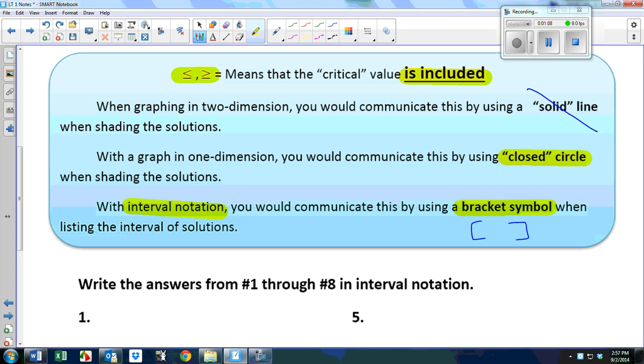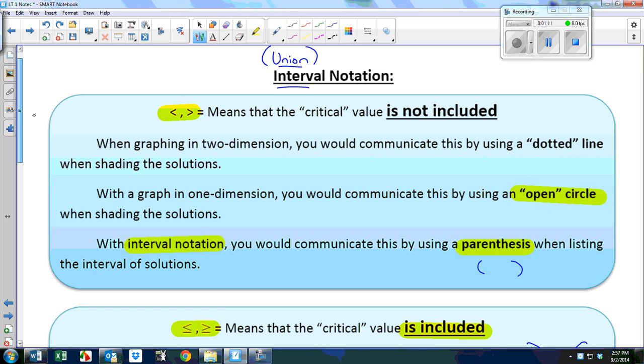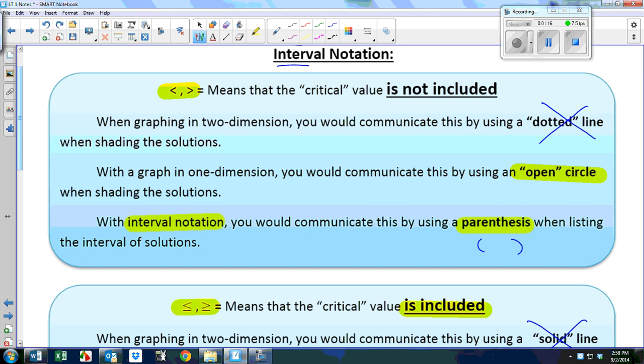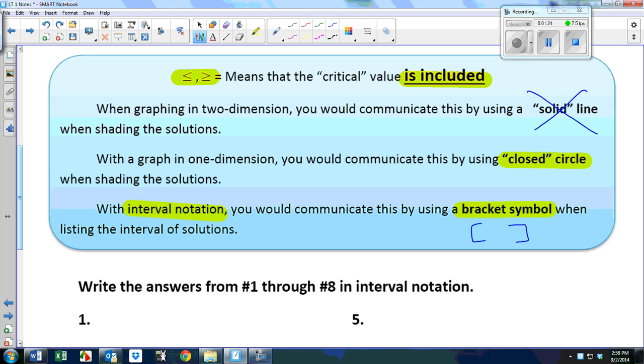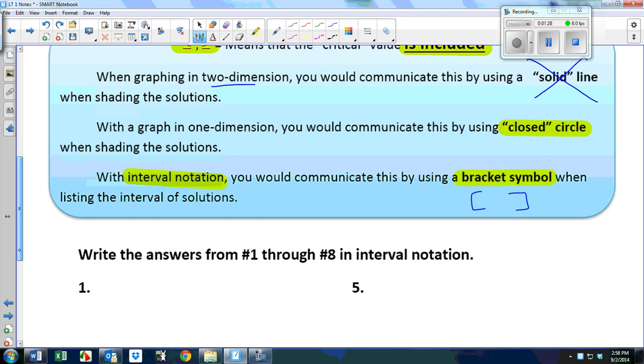All right, now we'll deal with solid line and dotted line later in another learning target. And by now, if you're watching this video, you may realize that a dotted line is what you do when you're graphing in two dimensions, and a solid line is what you do in two dimensions for that situation. But anyways, this is more for Learning Target 1.